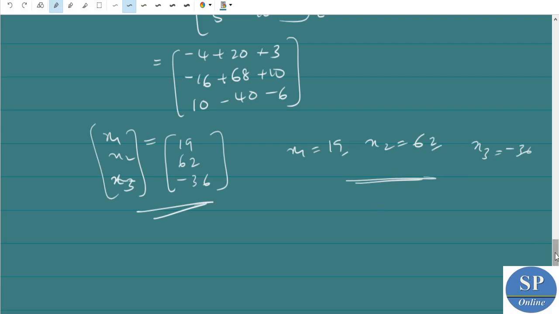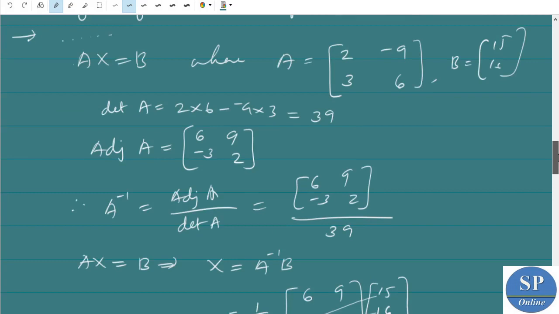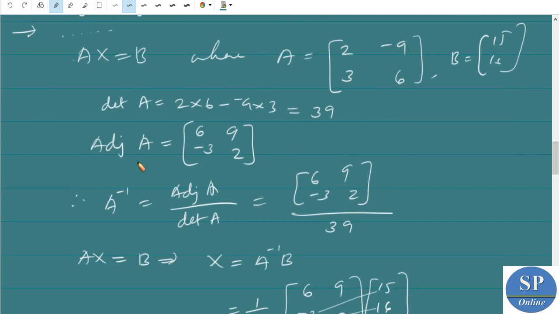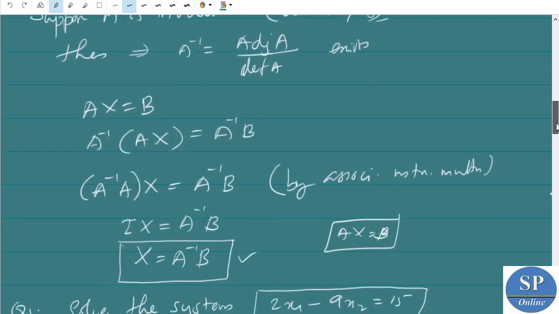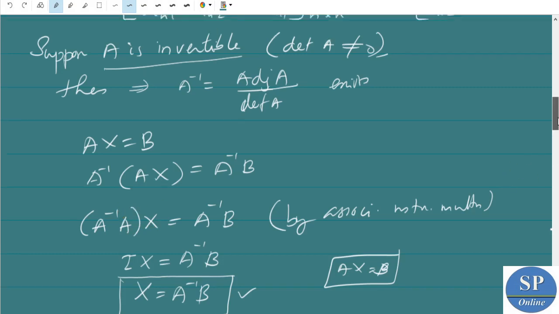Okay, so here we say that if A inverse exists, that is if the determinant of A is not equal to 0, then the solution will be x equal to A inverse b. So only if A is invertible can we find the solution. If the determinant of A equal to 0, or A is not invertible, or A is singular, then the system has no solution.